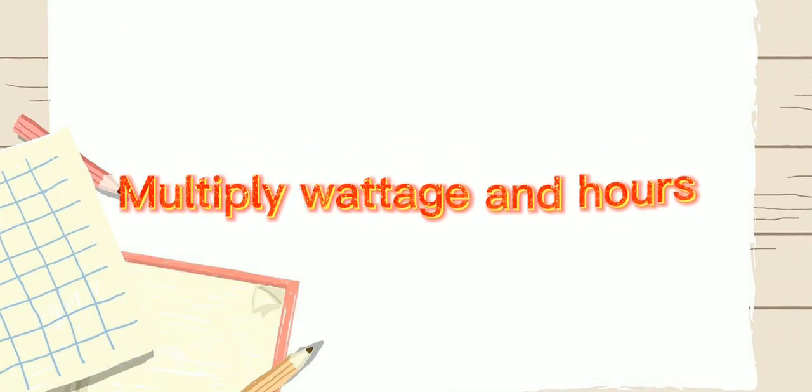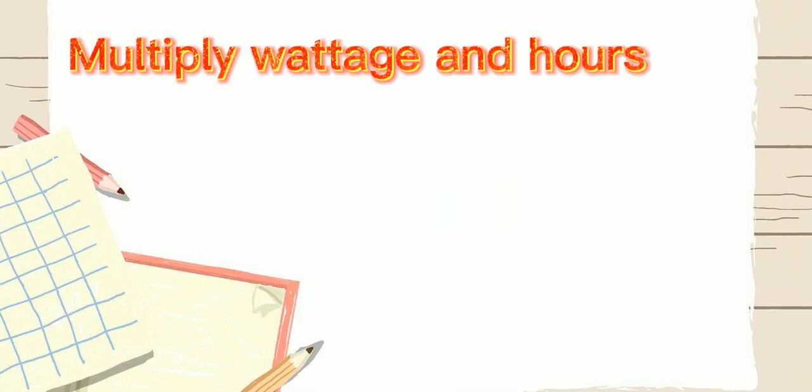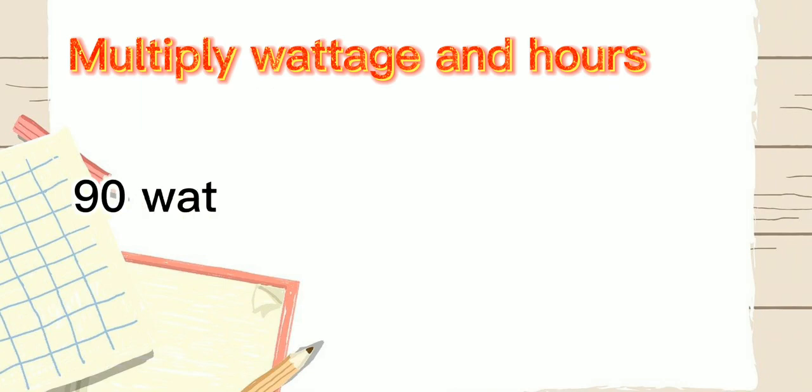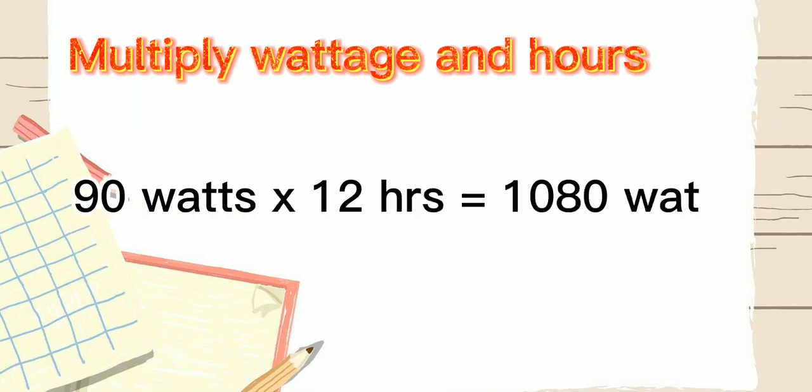To start off, we need to multiply the wattage of load and the usage in hours. Remember, the given are 90 watts and 12 hours. For this step, let's just multiply the given. 90 watts times 12 hours, that would be 1080 watts.